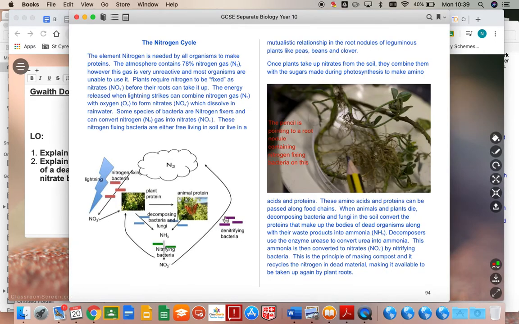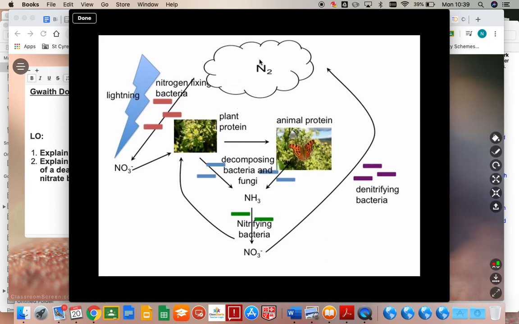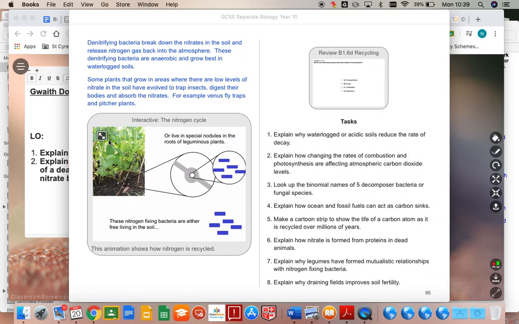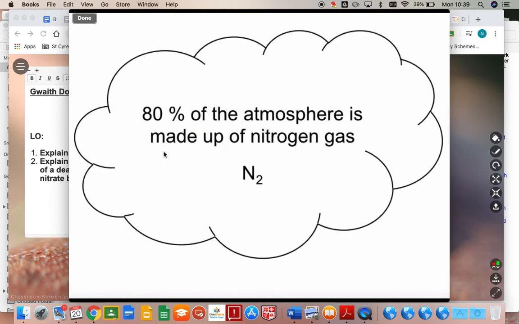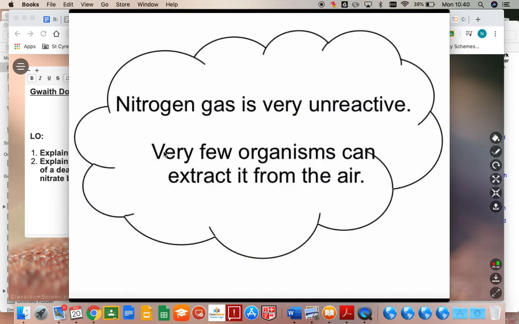This is based around your iBook, around about this page, sometimes a little bit different for you. We've got a vast amount of nitrogen up in the atmosphere, but it is very, very unreactive. Let's have a look at how it is actually cycled. The nitrogen gas, there's lots of it, but it is very unreactive. There's a triple bond holding the nitrogens together. As a result, there are very few living things able to break that and turn the nitrogen into something useful, which is why we call it fixation.